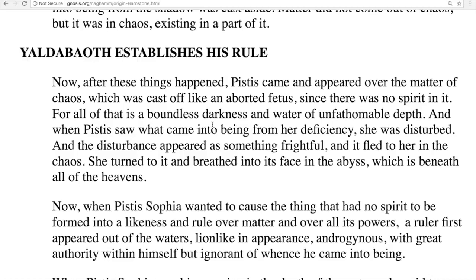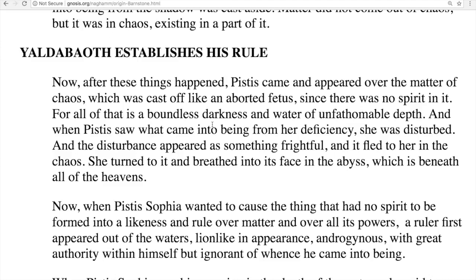And when Pistis saw what came into being from her deficiency, she was disturbed. So it moved her to see this aborted fetus. She could have abandoned that aborted fetus, but she chose to redeem it. And the disturbance appeared as something frightful, and it fled to her in the chaos. She turned to it and breathed into its face in the abyss.